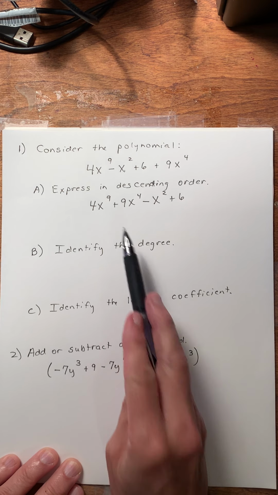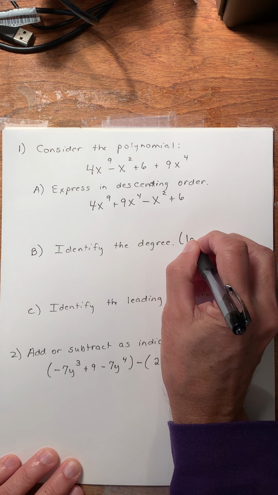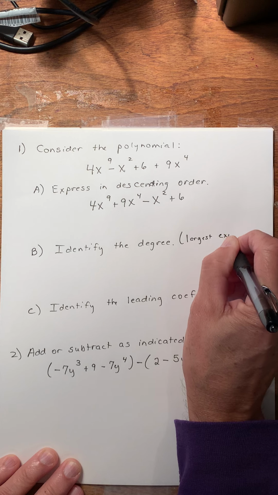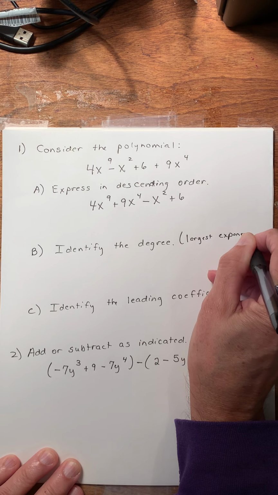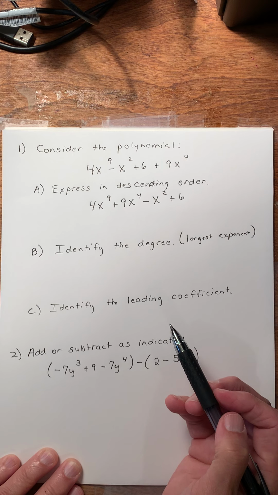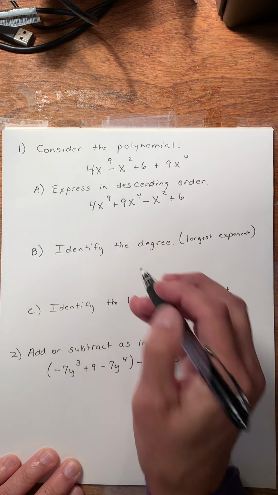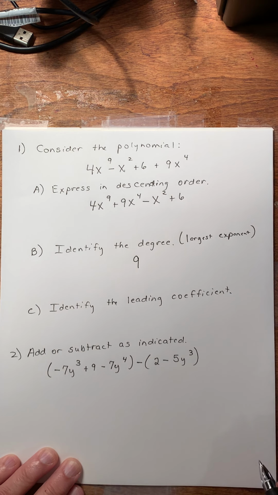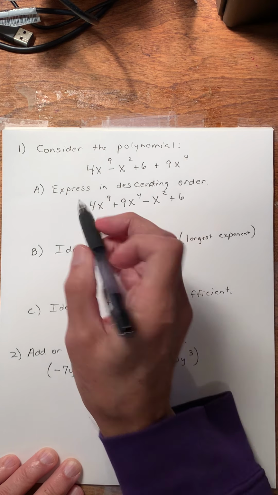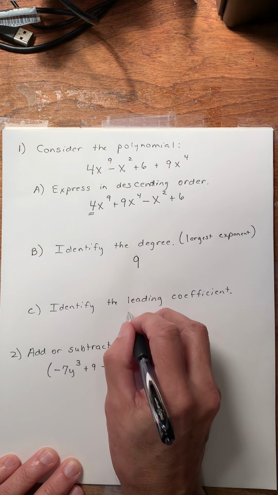Once it's in descending order, it says identify the degree. What does the degree mean? The largest exponent. So there it is. Don't put 4x to the 9th. That's not the whole term. It's just the largest exponent. So 9 is my degree. Identify the leading coefficient. Find your leading term. Find the coefficient of your leading term. Just 4.